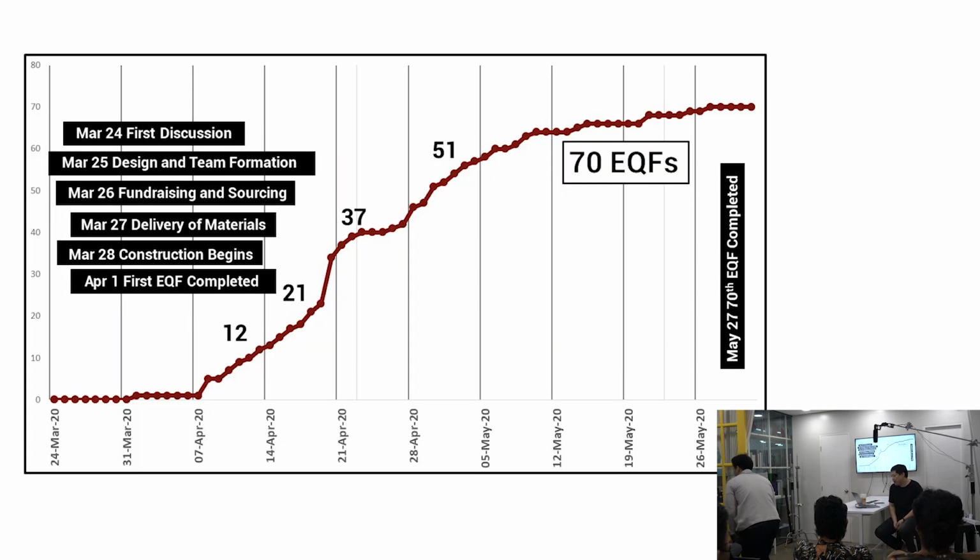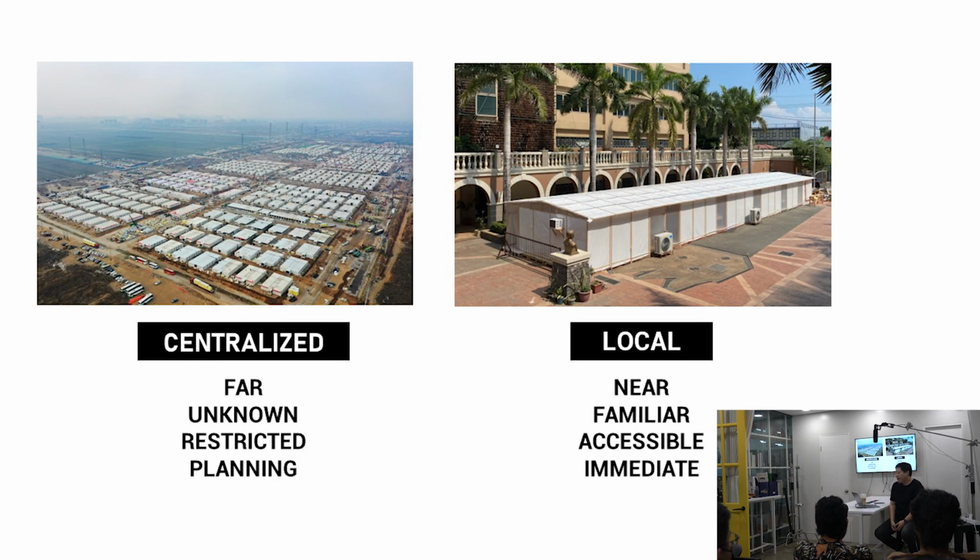And pretty quickly, I think we had our first discussions around March 24th. By March 28th, we were building the first facility. And by April 1st, we were able to deliver the first one. So the idea was in 3 to 5 days, we were able to finish one of these facilities. Right?